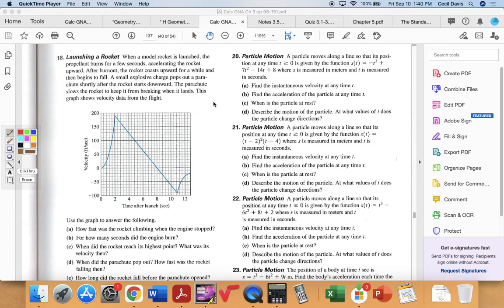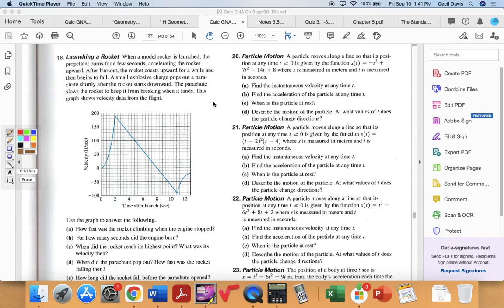Did you do 22? Yes? 24. At t equals 1, 0 meters per second. And again at t equals 2, 1 meter per second.